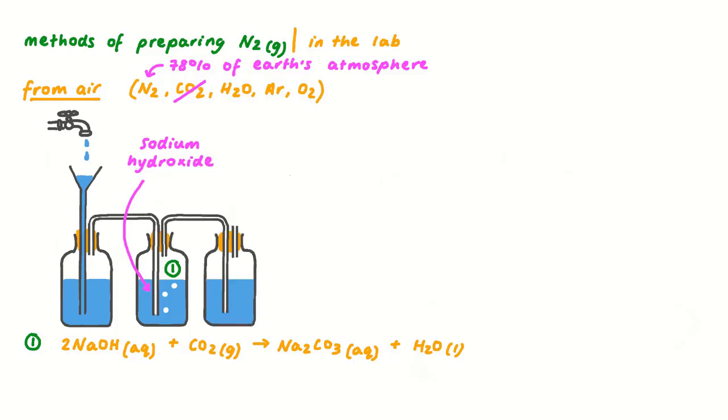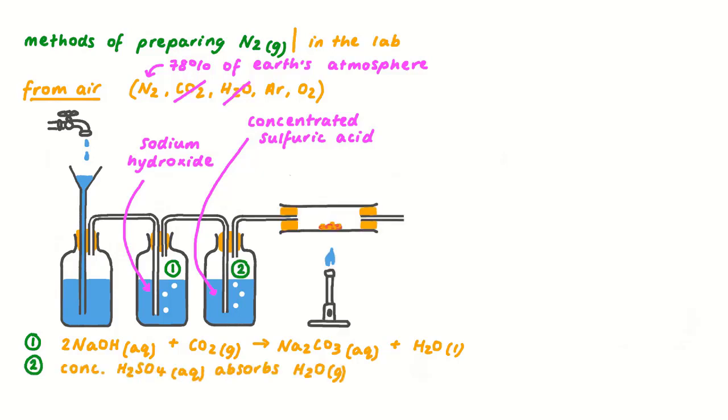The remaining gases then pass through concentrated sulfuric acid. This removes water vapor as it's a dehydrating agent. The remaining gases then pass through a horizontal tube containing copper turnings over a source of heat, such as a Bunsen burner. This removes the oxygen as it reacts with the copper turnings. The reaction of copper and oxygen produces copper(II) oxide.